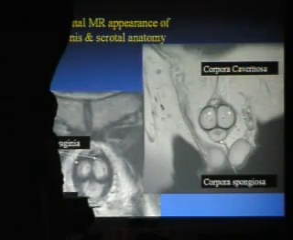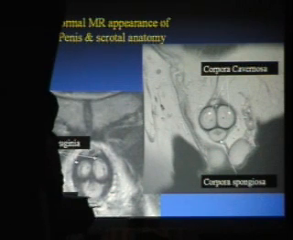And then as we go further out, just so you know what the penoscrotal anatomy looks like on MR as well, I think it's important to appreciate that obviously the corpora cavernosa look a little different than spongiosa. They are surrounded by the so-called tunica albuginea, a very thick black circle that surrounds each of them.